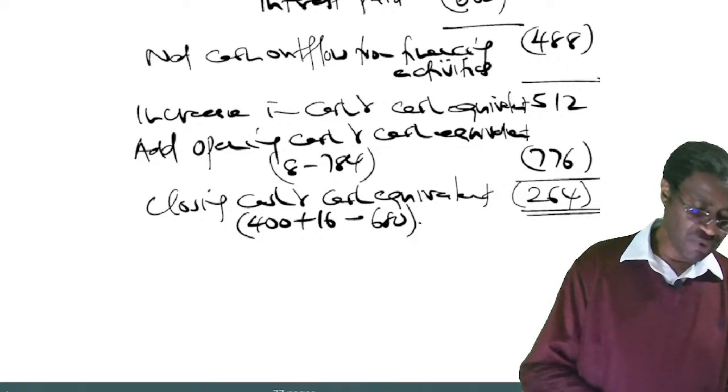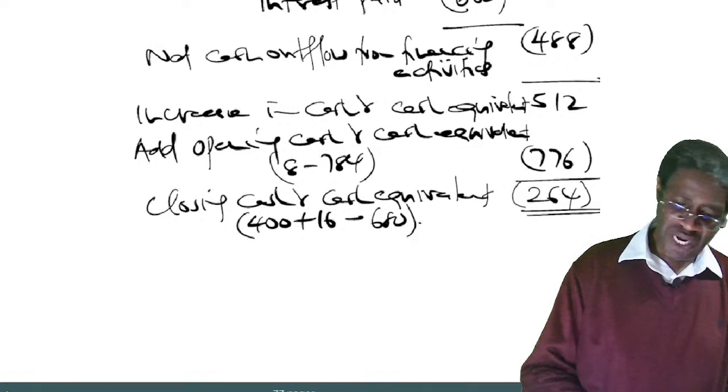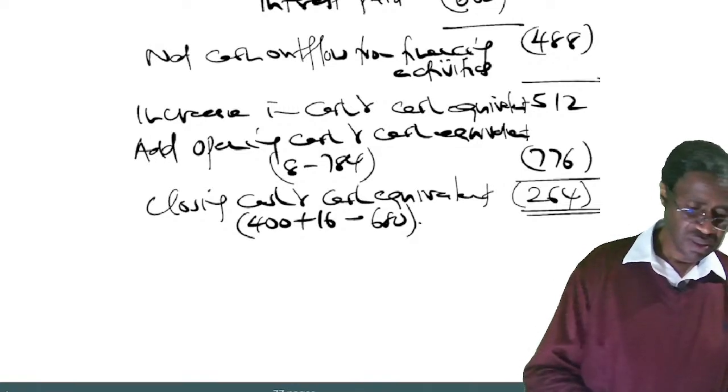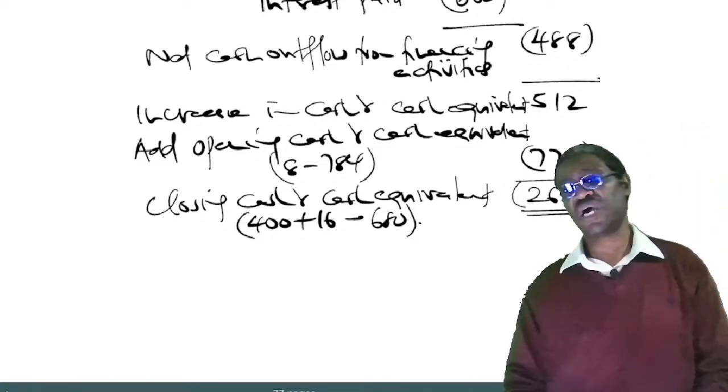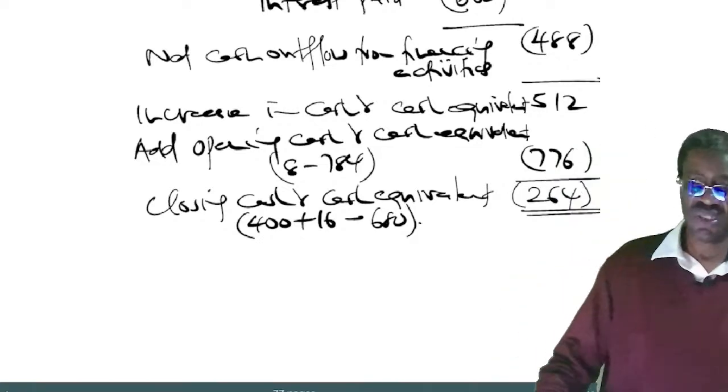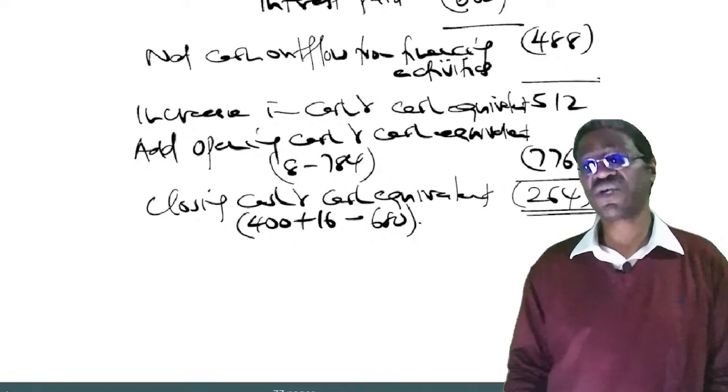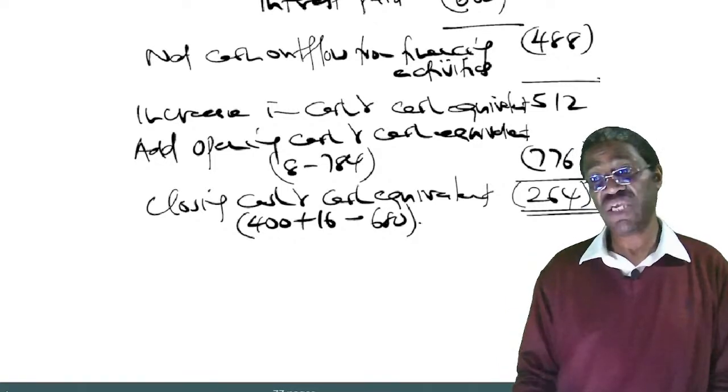I take that 400 plus 16, I minus 680. Yes, it's coming to negative 264. Good. So our cash flow has reconciled. Now we are okay.